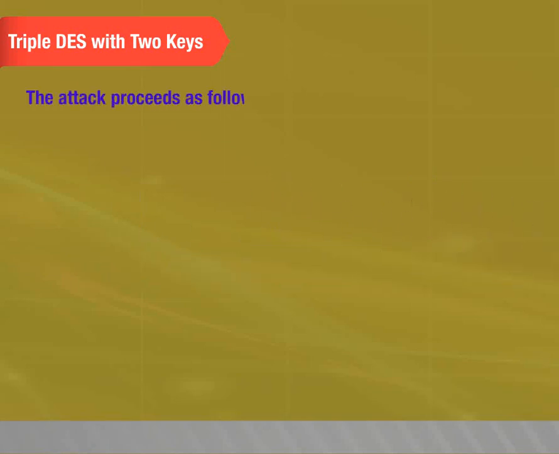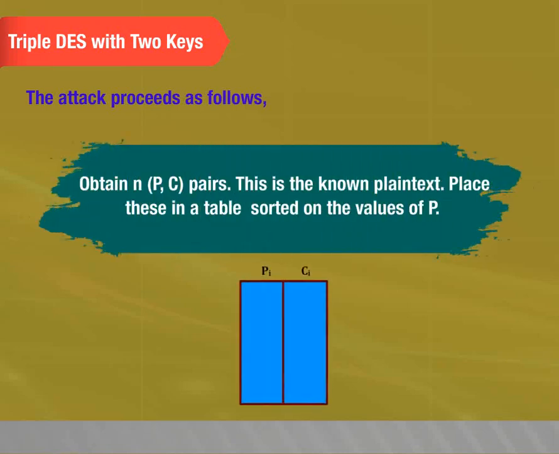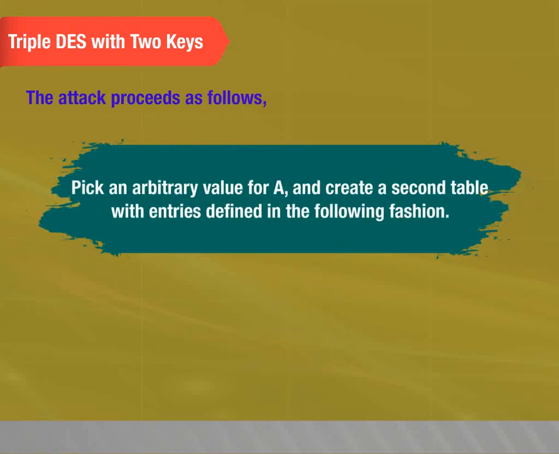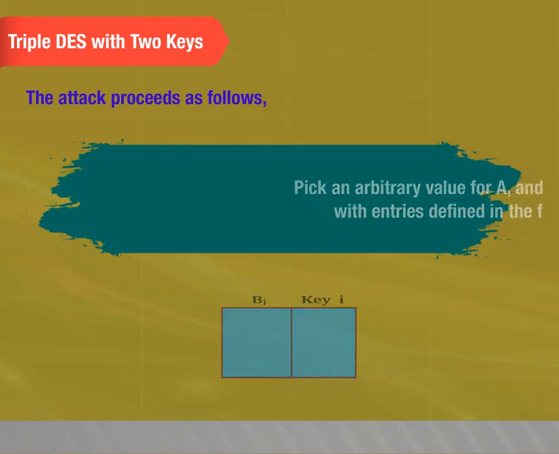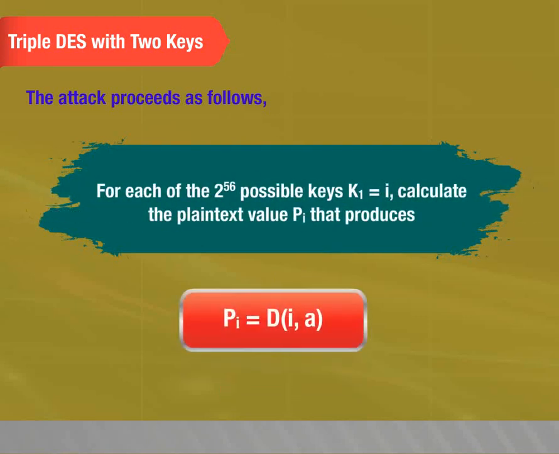The attack proceeds as follows. Obtain n P-C pairs. This is the known plaintext. Place these in a table sorted on the values of P. Pick an arbitrary value for A and create a second table with entries defined in the following fashion. For each of the 2^56 possible keys, K1 equal to i, calculate the plaintext value Pi that produces Pi equal to D(i, A).